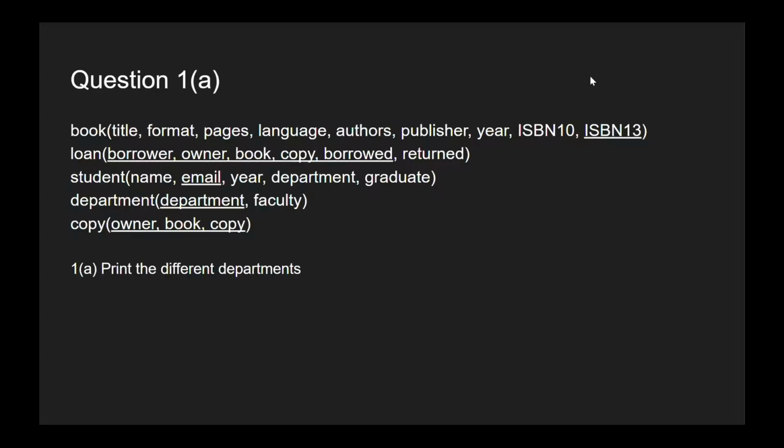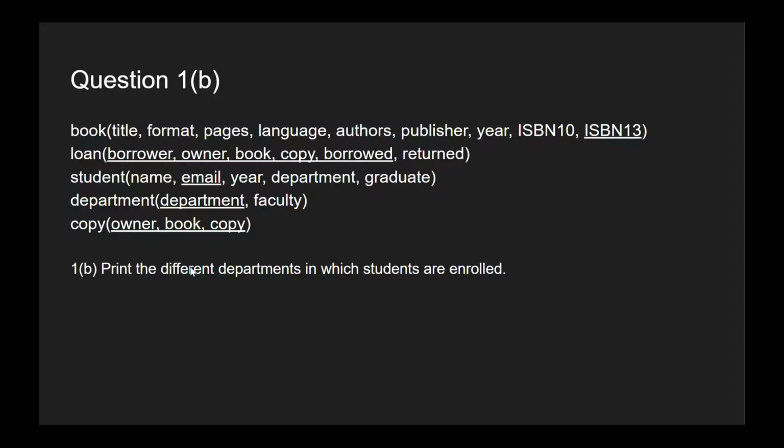1A asks us to print the different departments, right? So if we pay attention, you'll see that we have this relation, this table called department. And within this department, there's a column called department. And this is exactly what we wanted. So the answer is quite simple. You just need to select d.department from department D. Print the different departments here.